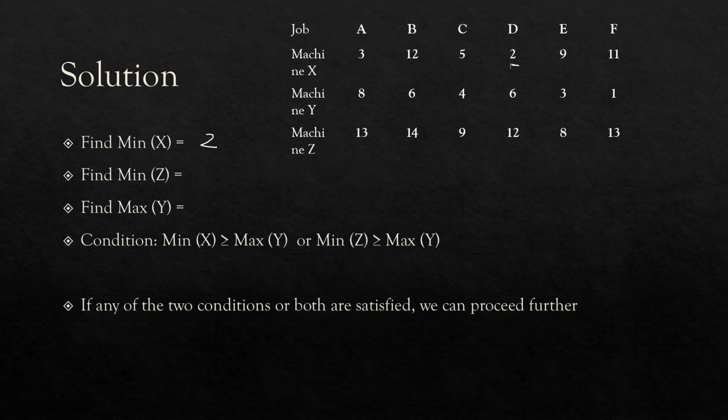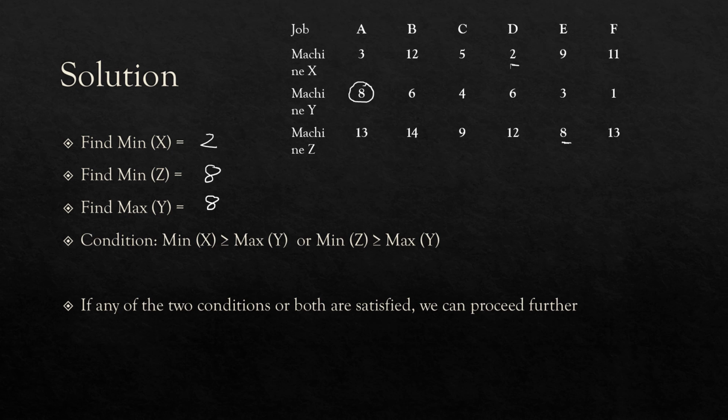We find for the third machine also the minimum value. So minimum of machine Z is 8, that is job E. So we write 8 units of time. Then for the middle machine, we calculate the maximum value, which in our case is 8 units of time. The condition which we need to satisfy is that minimum of X should be greater than or equal to maximum of Y, or minimum of Z should be greater than or equal to maximum of Y.